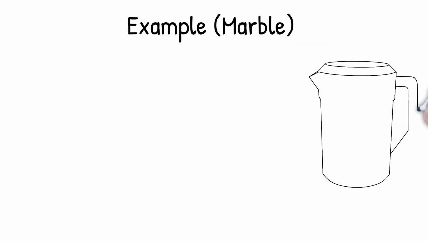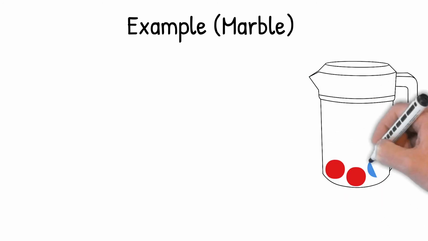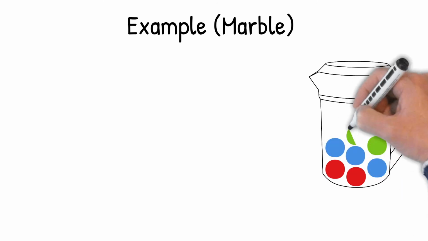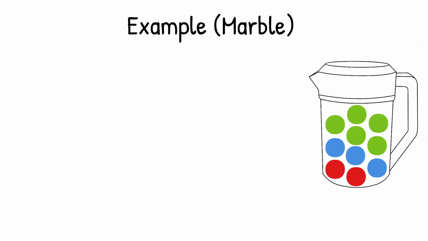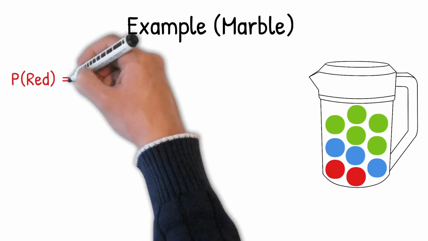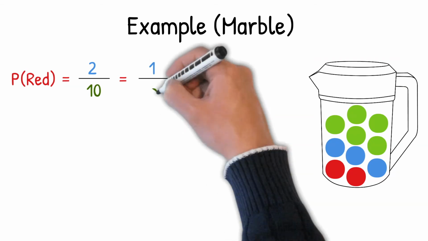A jar contains an amount of marbles. 2 marbles are red, 3 marbles are blue, and 5 marbles are green. Calculate the probability of a marble to be red. Probability of a marble to be red equals the number of red marbles, which is 2, over the total number of marbles, which is 10. Just simplify. 2 over 10 equals 1 over 5.